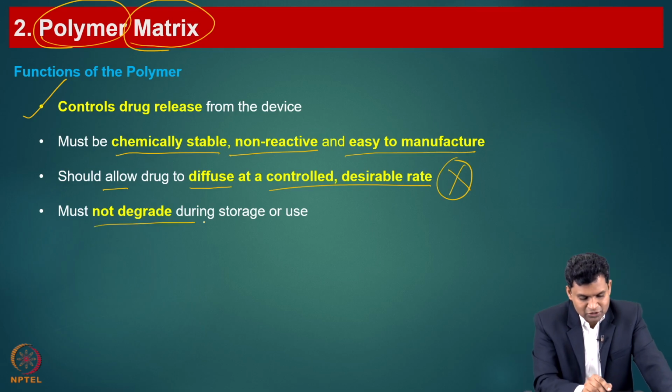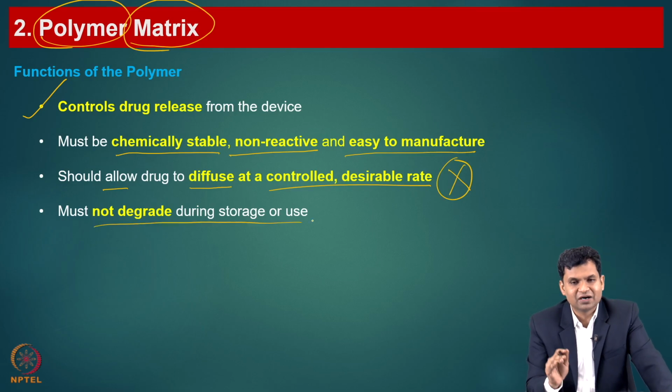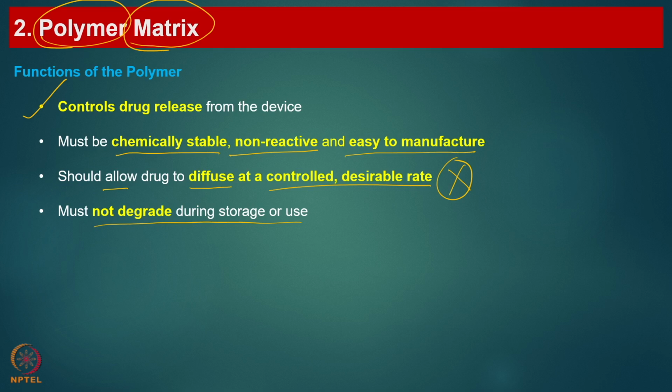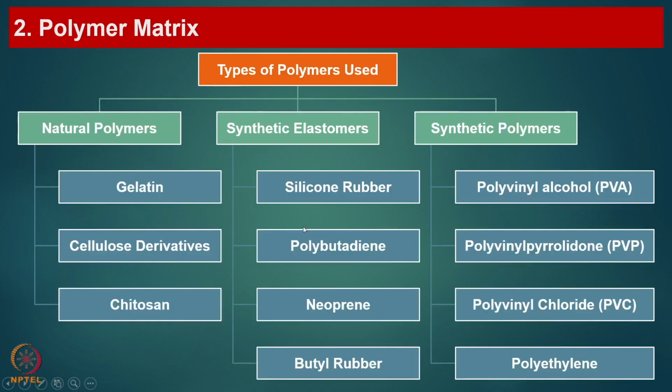Your polymer must not degrade during storage or use. So, these parameters need to be considered. Again, we are looking at the polymers which are used in transdermal patches. The types of polymers used: the first one is natural, which comes from natural sources, such as gelatin, cellulose derivatives and chitosan, and the synthetic elastomers, that is silicone rubber, polybutadiene, neoprene and butyl rubbers.